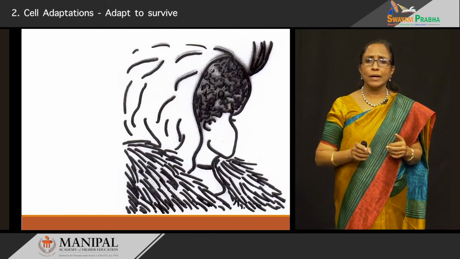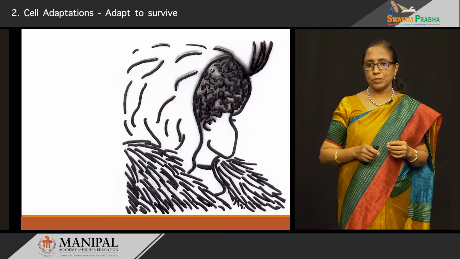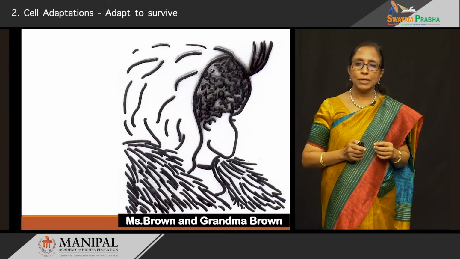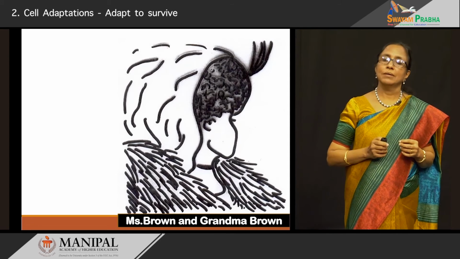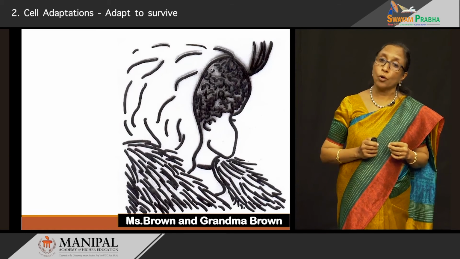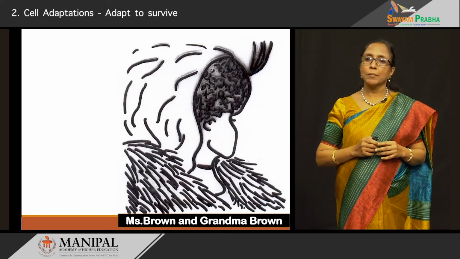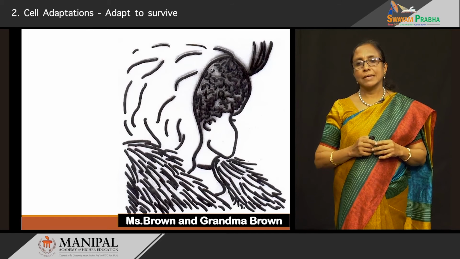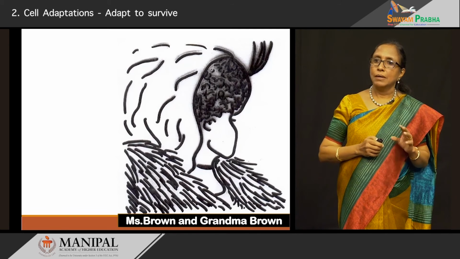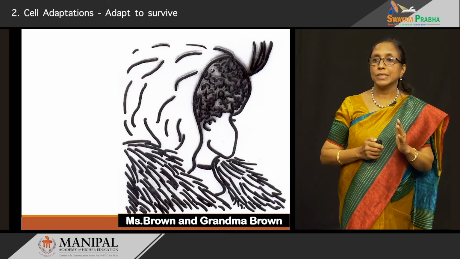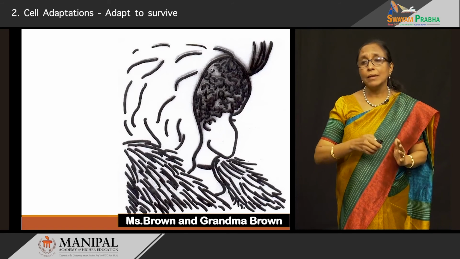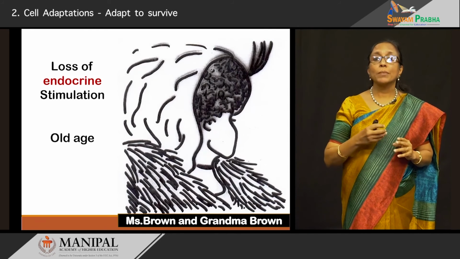I would like you to spend a little while just looking at this picture. This is actually Miss Brown, an 18-year-old young and beautiful Miss Brown, and also Grandma Brown, maybe 80 years old, who is also there in the picture. I hope you are able to identify both these ladies in that same picture, which has been reproduced from an artist. What am I trying to convey? A baby, then a young beautiful lady who had so many features when she attained puberty, with many changes of hyperplasia and various things happening, and then the older lady with old age, so many changes that have happened.